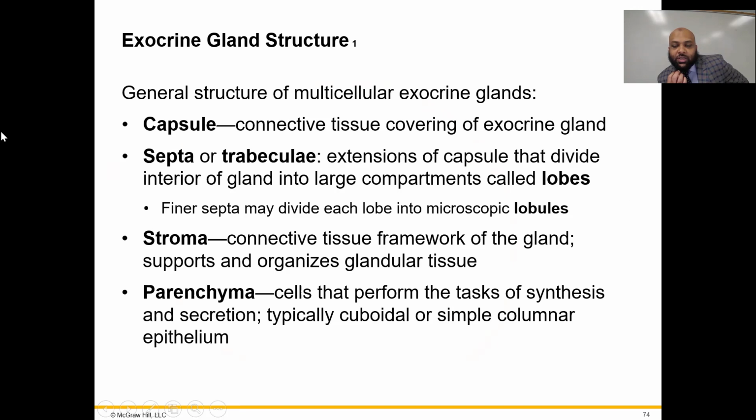General structure of multicellular exocrine glands. The exocrine glands have a capsule as a connective tissue covering. They have septa or trabeculae, which are extensions of the capsule that divide the interior of the gland into large compartments called lobes. And there's the stroma. The stroma is connective tissue.